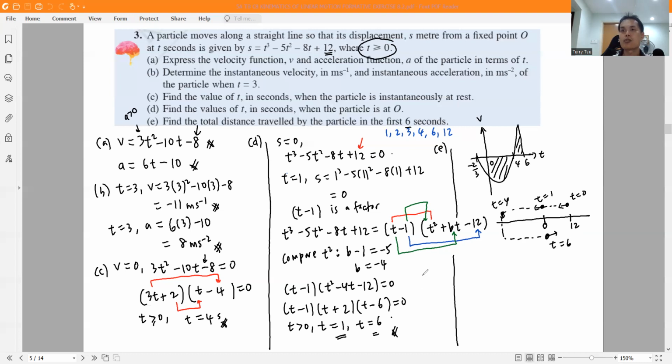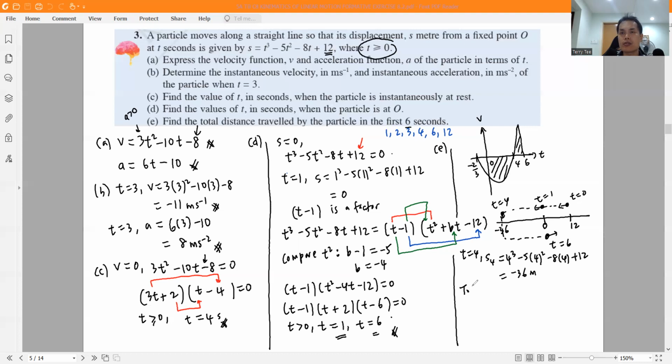So what we need is to find the displacement when t equals 4. Just use your calculator. When t equals 4, S4 is, let's substitute, 4 to the power 3 minus 5 times 4 squared minus 8 times 4 plus 12. This is 64 minus 80, -16, plus 12 is -4, -4 minus 32. I got -36. That means the particle starts here, goes to the left, makes a U-turn, and comes back, returning to 0.0 when t equals 6.